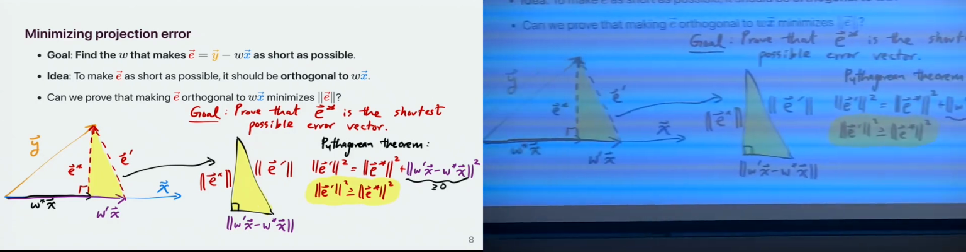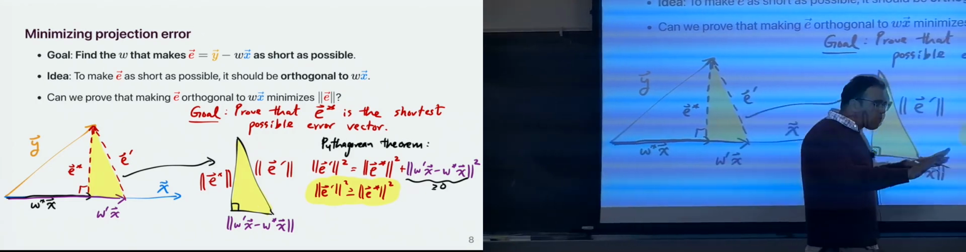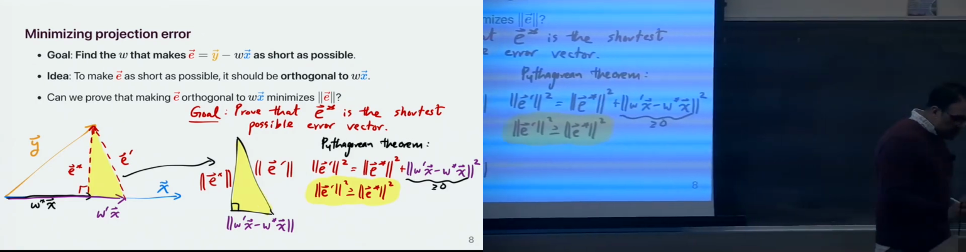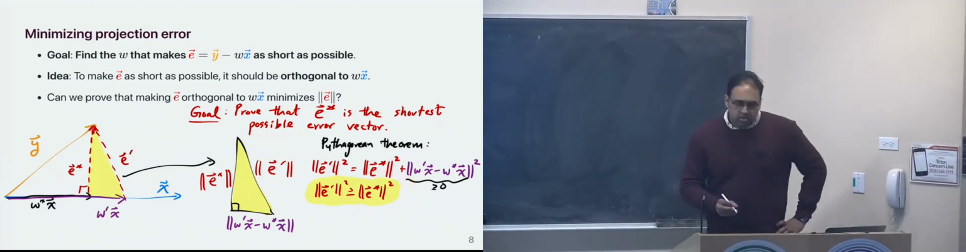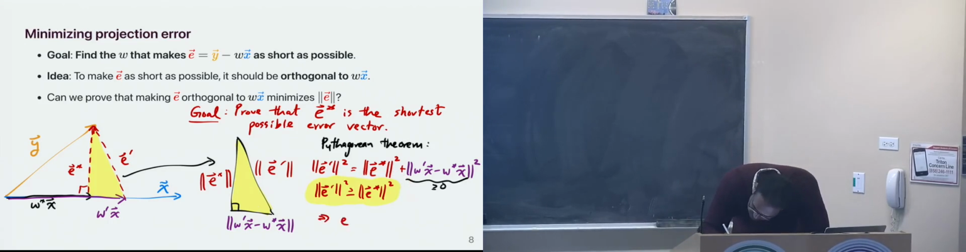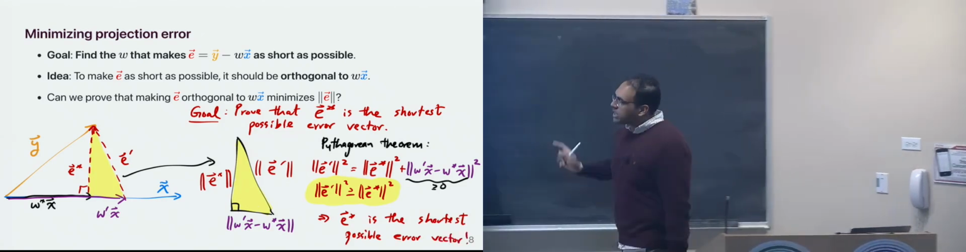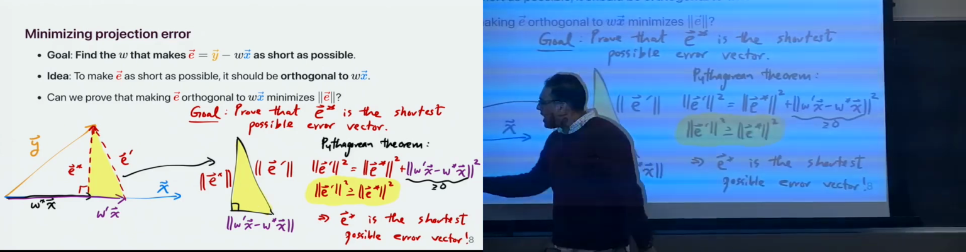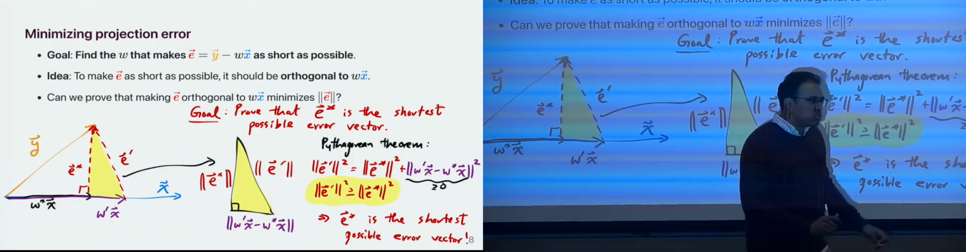W prime is any number that I could multiply x by. What this is showing me is that no matter what W prime you pick, it is not going to have an error vector that is shorter than E star. So what this is showing me is that E star is the shortest possible error vector. And how did I get E star? Well, I got it by finding the W star that makes E star orthogonal to x. So that's the big idea.